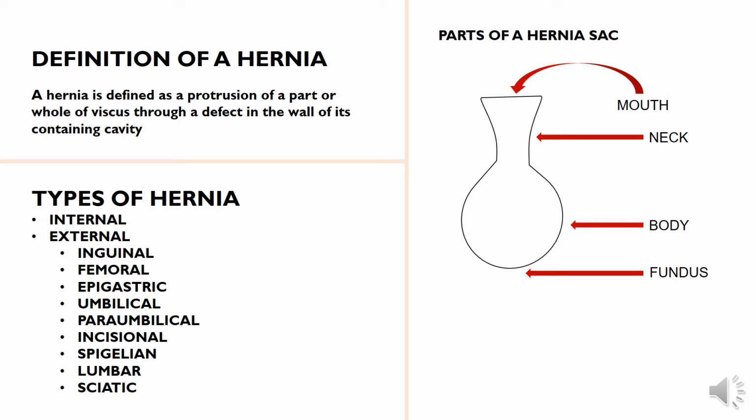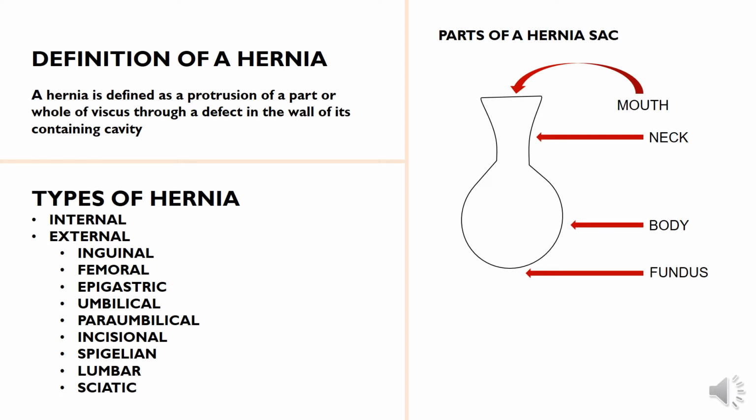So for the types of hernia, we have internal hernia and external hernia. Internal hernias are those hernias that are not visible to the human eyes on the external. They occur within the human body. For example, the diaphragmatic hernia that occurs through any of the diaphragmatic orifices. There is also the hernia through the foramen of Winslow within the abdominal cavity. So those are examples of internal hernia.